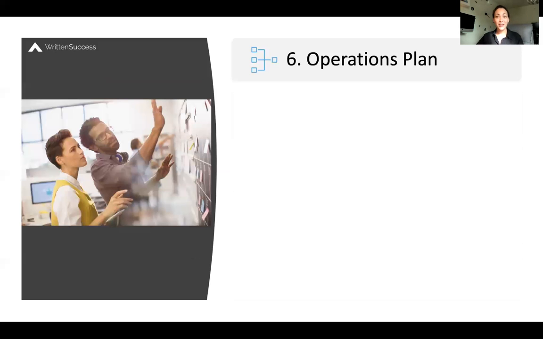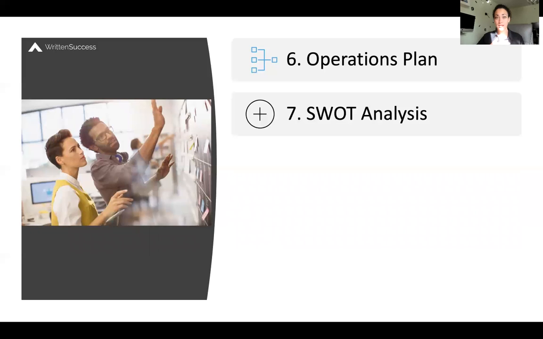All right, the next 5 sections. The operations plan is number 6. The operations plan is the how. This is where you get into, we know the market entry strategy, here's how we're going to actually execute it. This is the day-to-day operations. It is the initial launch as well, but it's things like ongoing marketing and hiring and what your plans are long-term. And then you want your SWOT analysis.